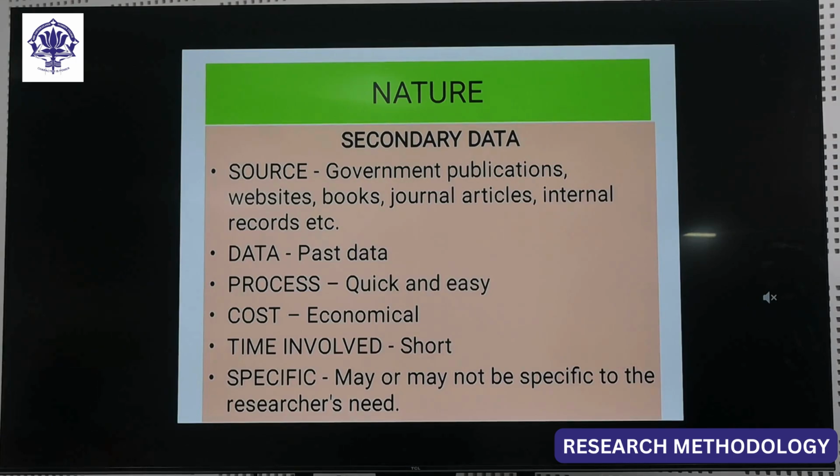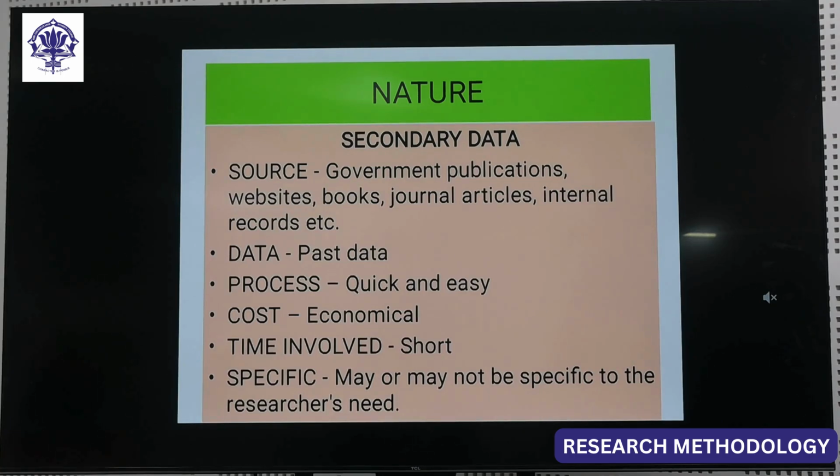In this process, access will be very easy. Since it is already collected, for example, if we go to a library, we can take the book and refer to it. It is ready-made, so we can easily utilize it. Next is cost: it is very economical because we do not have to go far or spend time. So time-wise and cost-wise, secondary data is very effective. Next is specificity. Since it is collected by some other person for some other purpose, it will not be specific to the researcher. Somehow we can utilize the content, but it will not be specific.